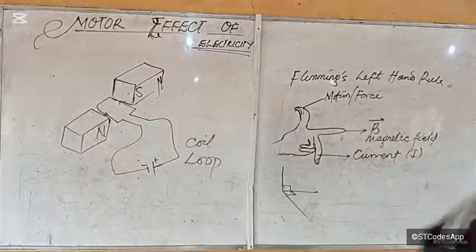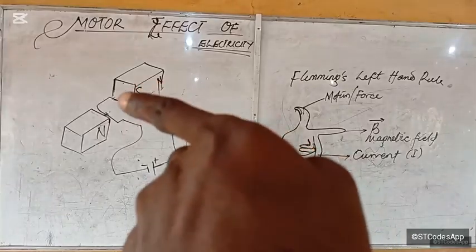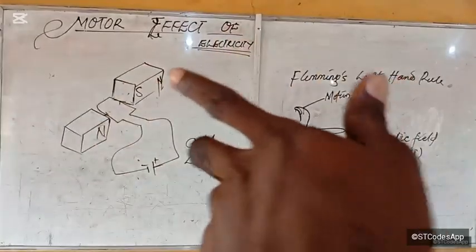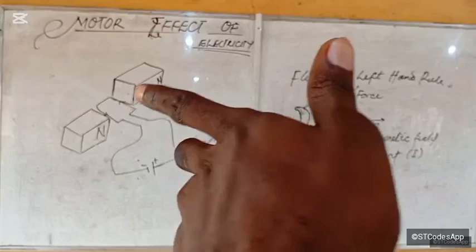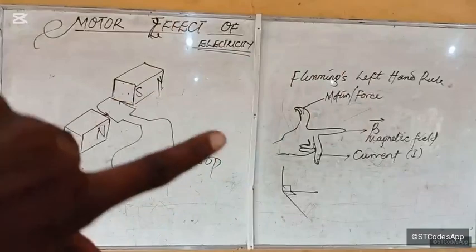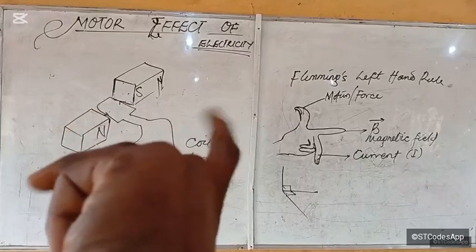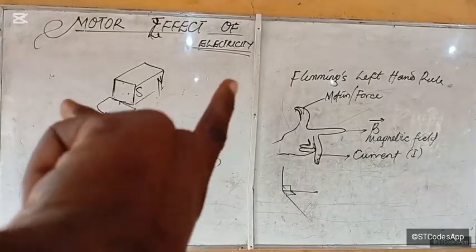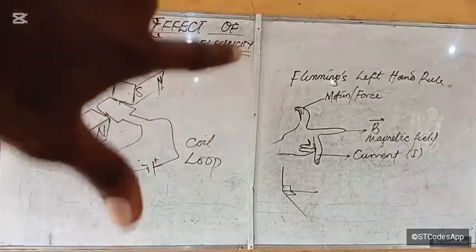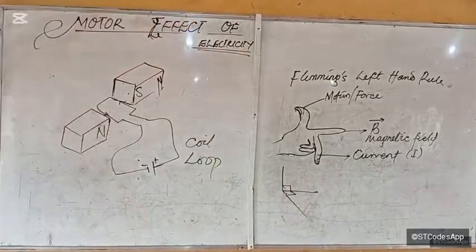Okay, so let me show you again. Look at this side of the loop and look at this second side of the loop. On this first side of the loop, current is going in that direction, right? And magnetic field is going from north to south. Then where will the force go? The force will go down, right? The motion of that side will be down.